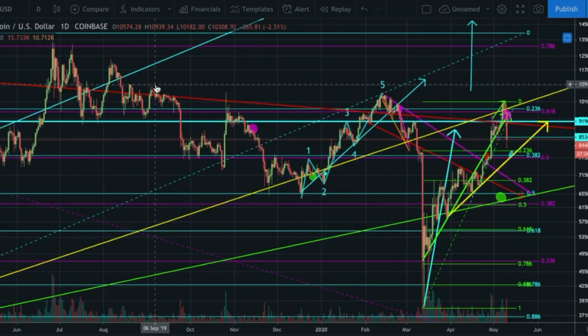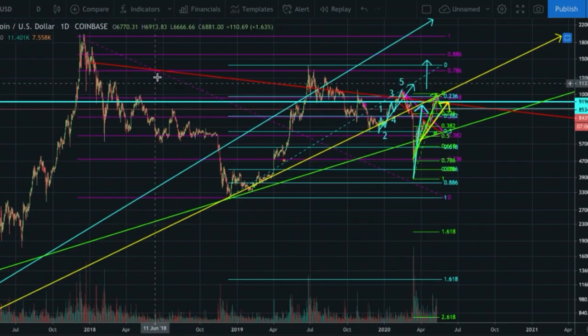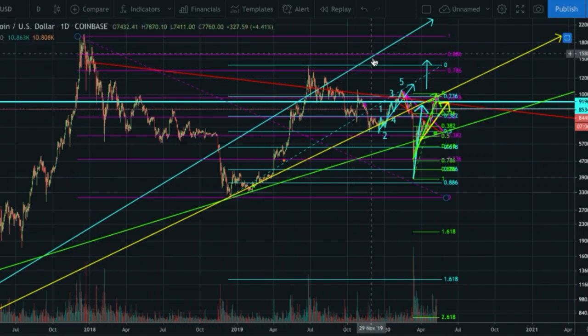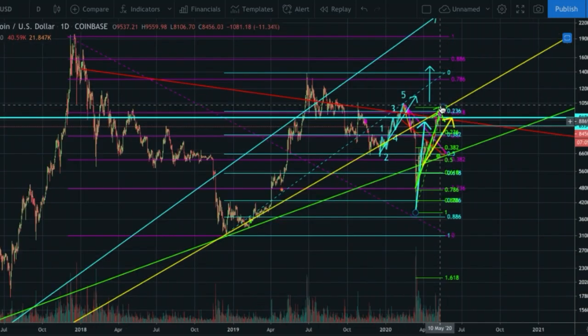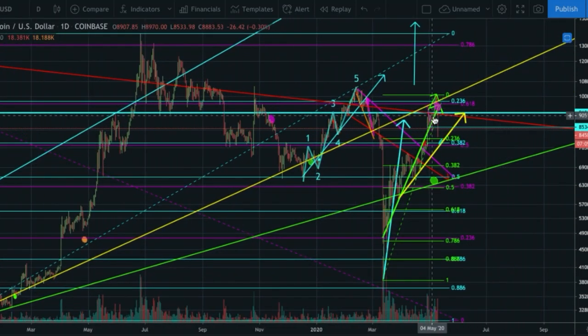At this point in time, the most important thing we need to pay attention to is just continual lower highs. We put in this high back here at 20,000. We put in another high here at like 14,000, and then we put in another high here at like 10,000. Actually, I think we were closer to 10 and a half. Yeah. So at this point in time, we need to pay attention to what happens here.